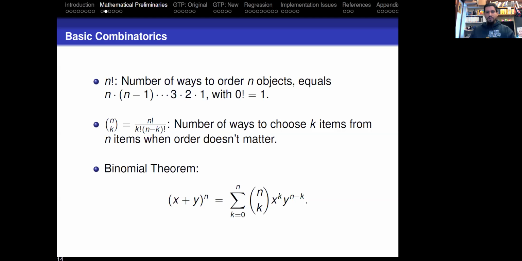And the last thing that I want to remark on is the binomial theorem. If we expand x plus y to the n, we get the sum as k goes from 0 to n of n choose k, x to the k, y to the n minus k. So this appears in Pascal's triangle.